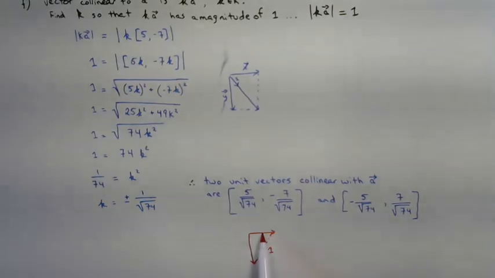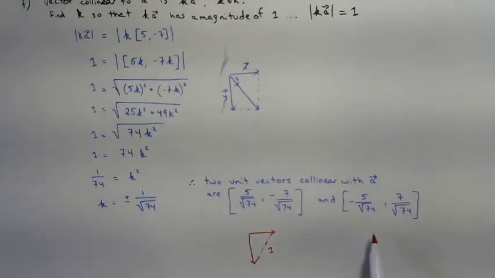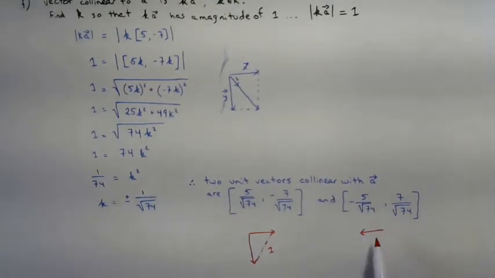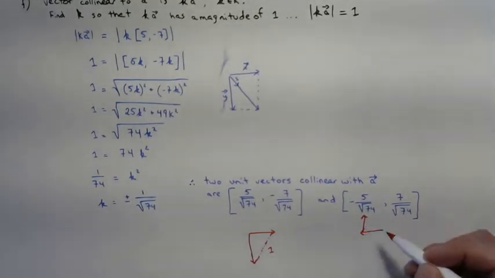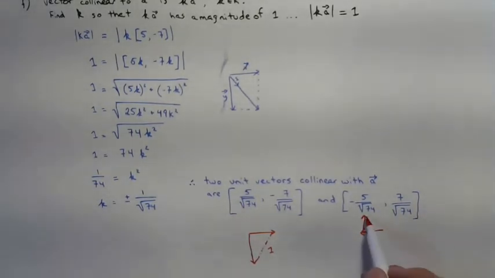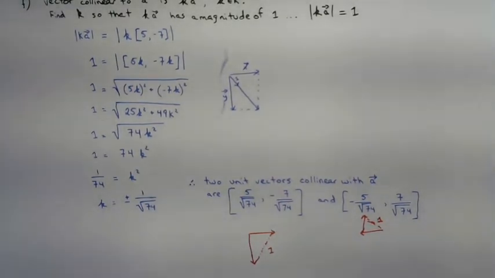And how would we do that? Well, a squared plus b squared equals c squared. Same thing here. You're going negative 5 over radical 74, and you're going up 7 over radical 74, and you'd calculate that. And if you get 1, then you're good to go. That's a way to double check it.